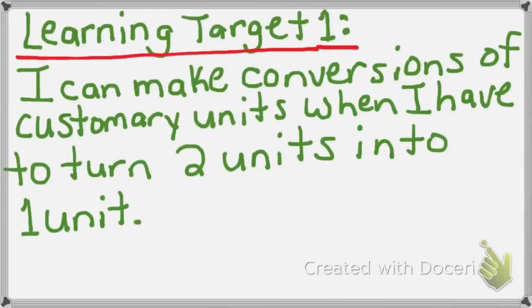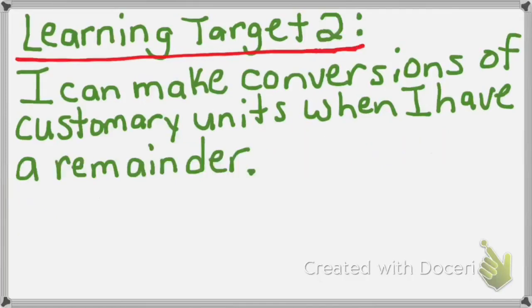So learning target number 1 is, I can make conversions of customary units when I have to turn two units into one unit. This learning target will go along with example number 1 in today's lesson. Learning target number 2, I can make conversions of customary units when I have a remainder. This learning target will go along with example 2 in today's lesson.